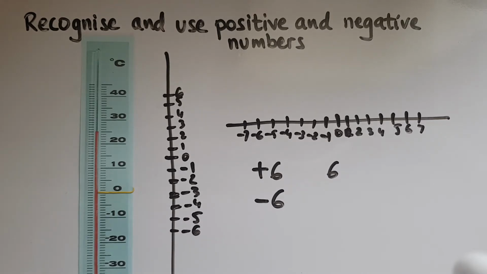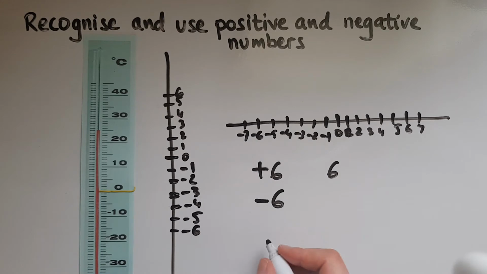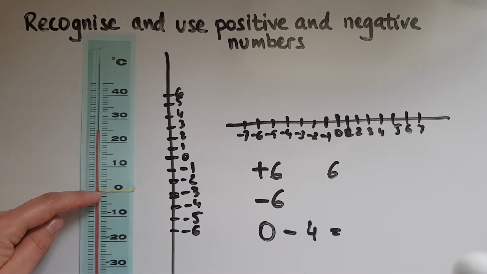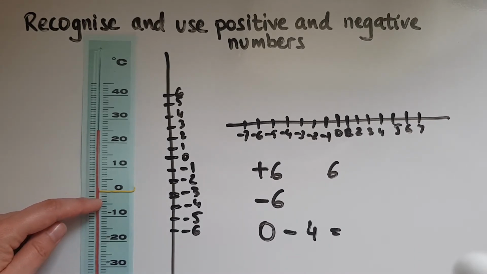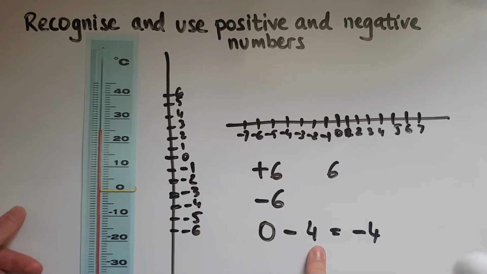So you might have questions typically relating to temperature or being overdrawn. So if the temperature is 0 degrees and then it drops by 4 degrees, what's going to happen? So we go 1 step, 2, 3, 4 to go to -4. So 0 - 4 equals -4.